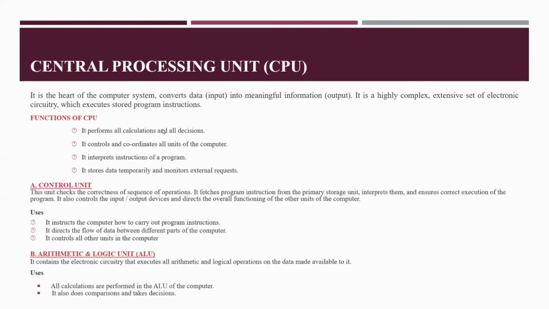So the central processing unit is the brain of the computer, or we can call it the heart of the computer system. And this CPU has two main units. One is the control unit and the second one is the arithmetic and logical unit. So what will this control unit do? The control unit performs the function of controlling the flow of data.